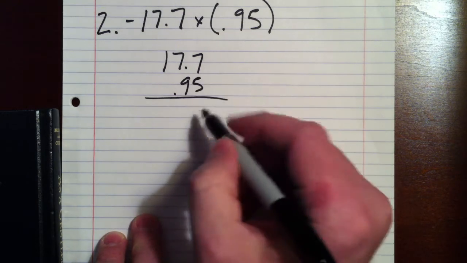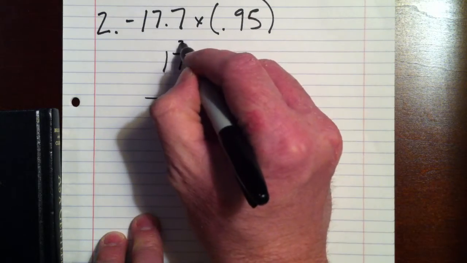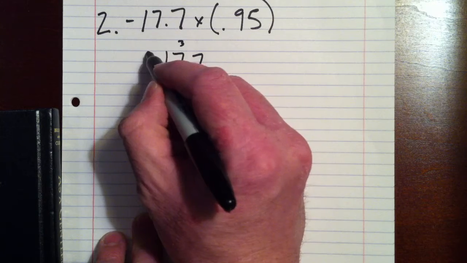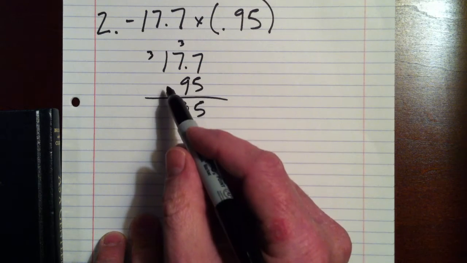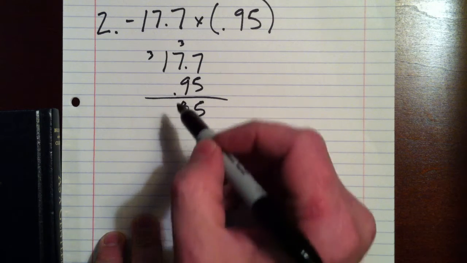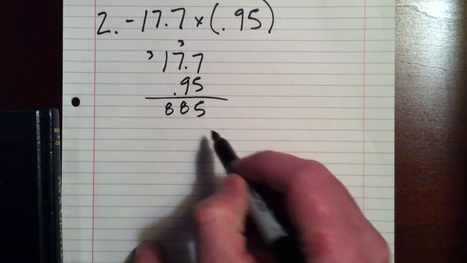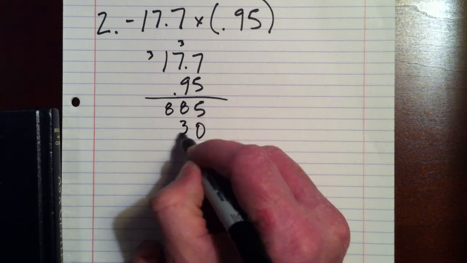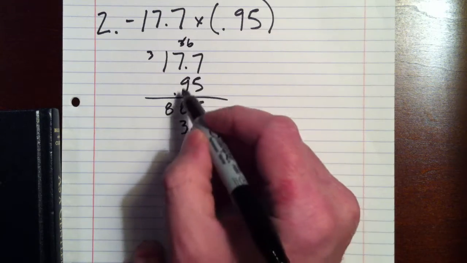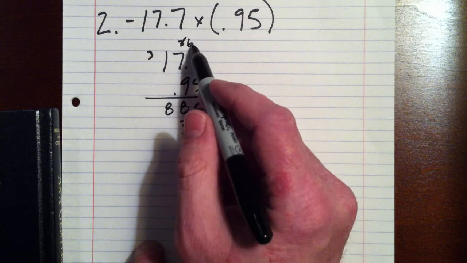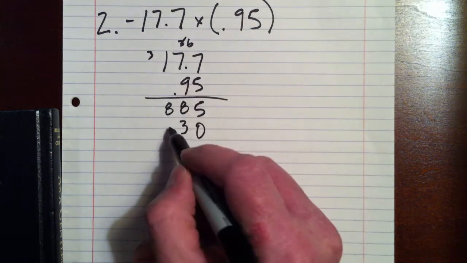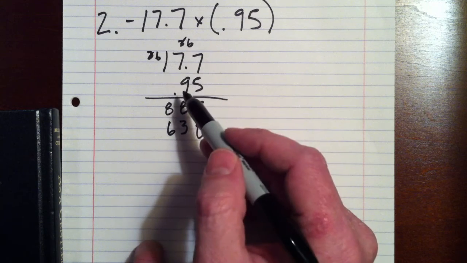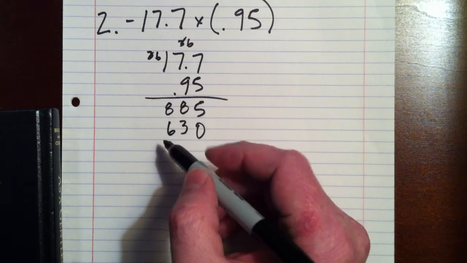Okay. 5 times 7 is 35. Carry the 3. 5 times 7 is 35 again, plus 3 is 8. Carry the 3 again. 5 times 1 is 5, plus 3 is 8. Bring our 0 down. 9 times 7 is 63. Carry the 6. Again, 9 times 7 is 63, plus 6 this time is 69. Carry the 6. 9 times 1 is 9, plus 6 is 15.